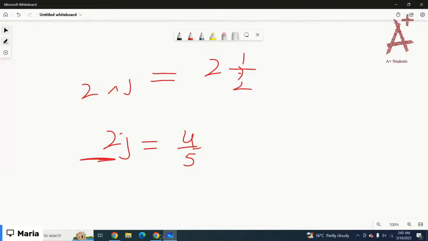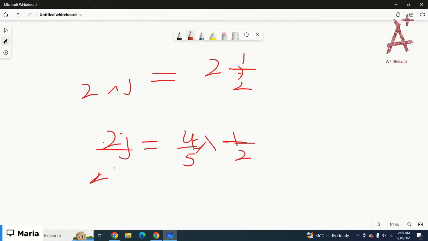So basically you have to remove that 2 from here. Got it? Because you need to find the value of j. So you are going to divide both sides by 2, because we need to remove that 2. So just divide this side by 2, and here you have to divide it by 1 over 2. Got it?